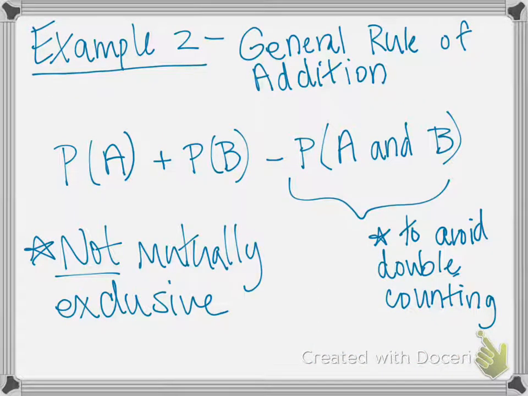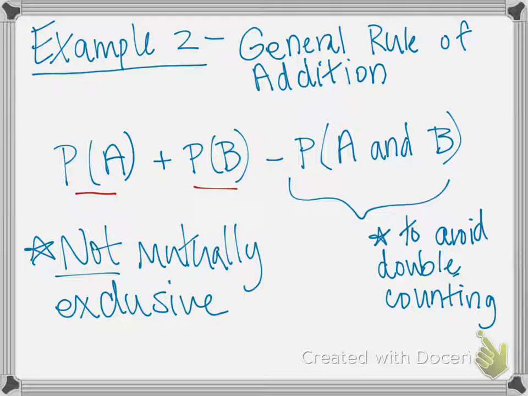So in this example, I selected a problem that's going to require us to use what's called the general rule of addition. And it's a little bit different because unlike with the special rule of addition, our outcomes now are not mutually exclusive. So A can occur at the same time that B occurs. And so our formula here is a little different. To find our probabilities, we'll still calculate the probability of A happening. We'll add to that the probability of B occurring, but then I need to subtract out the probability that they both happened because we're trying to avoid double counting.